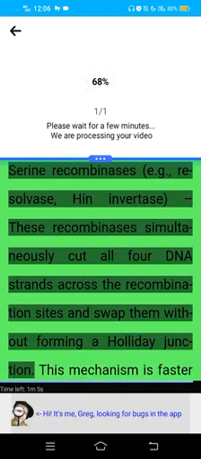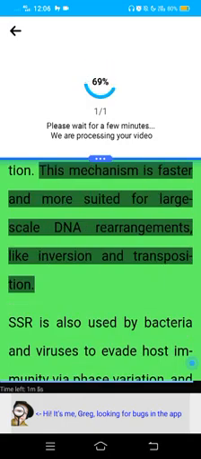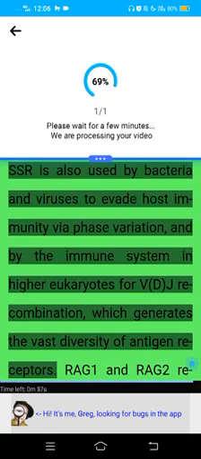Serine recombinases, e.g., resolvase, Hin invertase, simultaneously cut all four DNA strands across the recombination sites and swap them without forming a Holliday junction. This mechanism is faster and more suited for large-scale DNA rearrangements, like inversion and transposition.